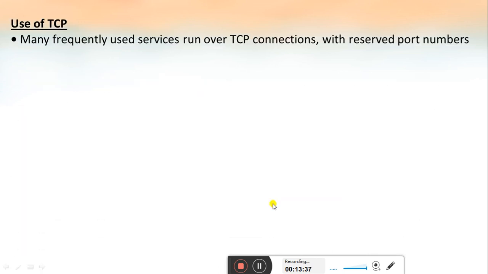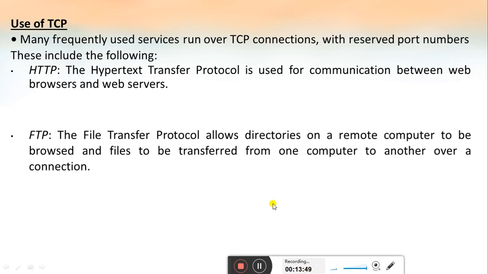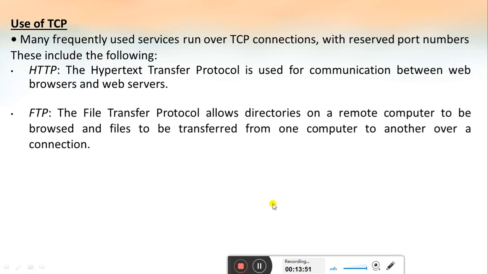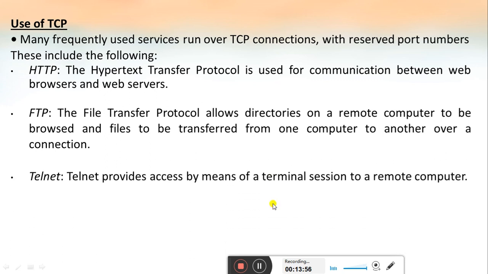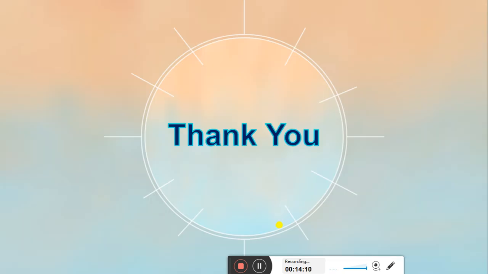Finally, some of the uses of TCP are: HTTP, that is hypertext transfer protocol, which is used for communication between web browsers and web servers. FTP, file transfer protocol, which is used to transfer files from one computer to another. Telnet, which provides access by means of a terminal session to a remote computer. And SMTP, simple mail transfer protocol, which is used to send mail between computers. By this, we have concluded TCP stream communication.